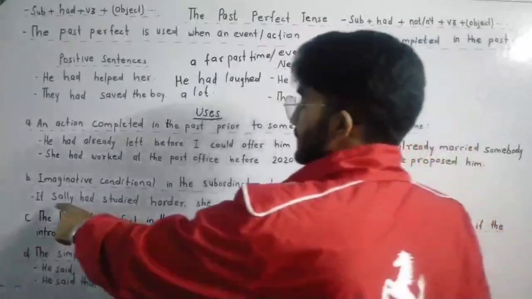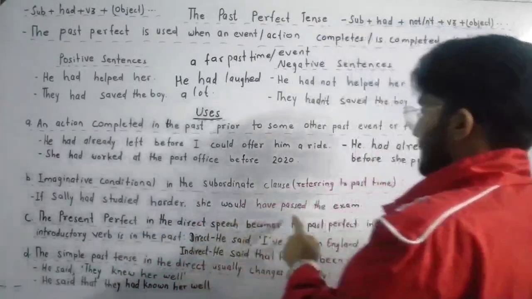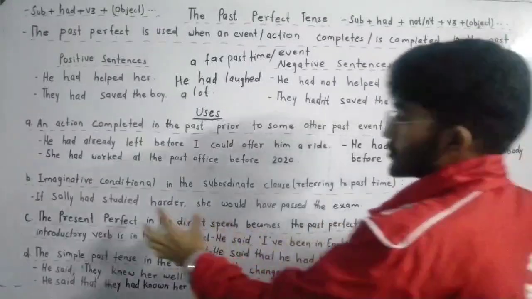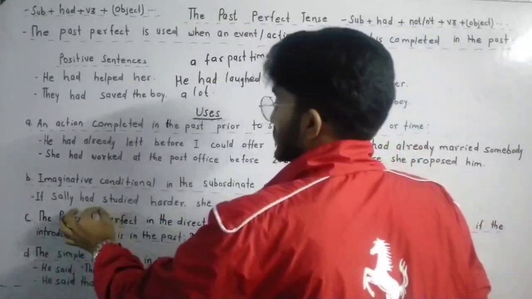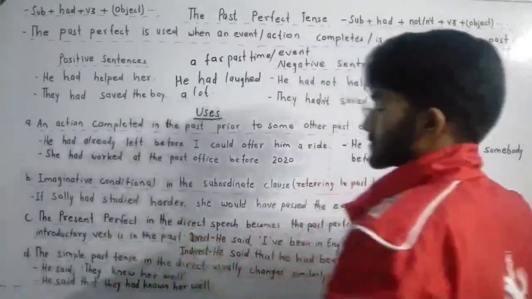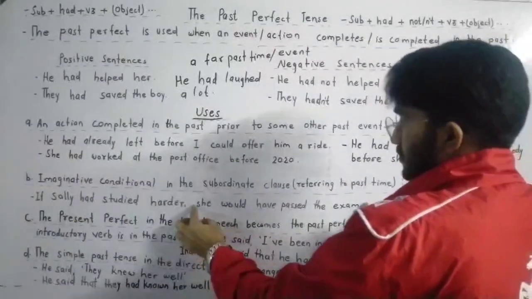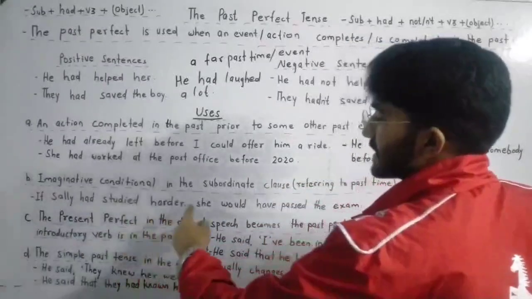See, if Sally had studied harder, she would have passed the exam. This one is a past perfect sentence, and this one is a dependent sentence or subordinate clause. Without the main clause, this is not complete. See, if Sally had studied harder, then what?